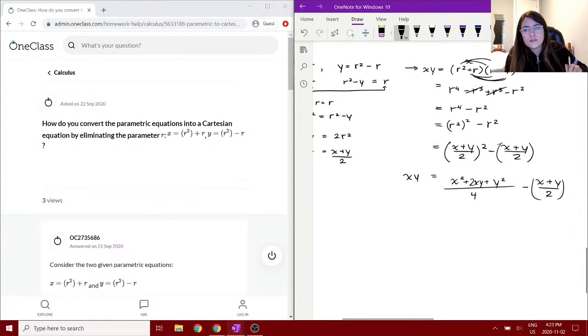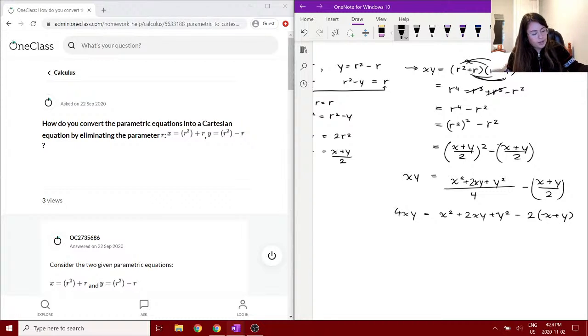And then, because we have 4 in the denominator and 2 in the denominator, we want to get rid of denominators completely, so we're just going to multiply the whole thing by 4. So we have 4xy is equal to x squared plus 2xy plus y squared minus, well, if we multiply this by 4, this becomes 2, right? Oops. So 2 times x plus y.